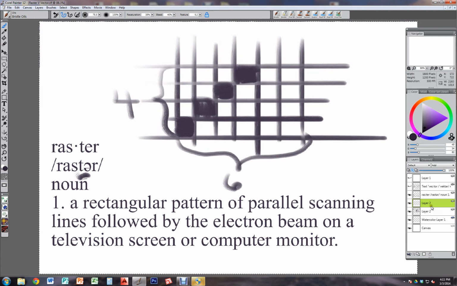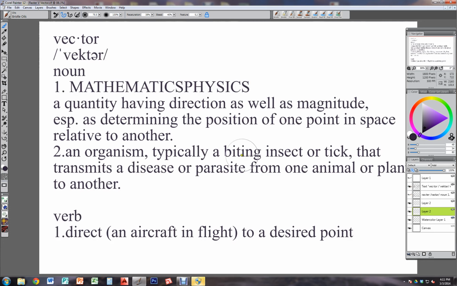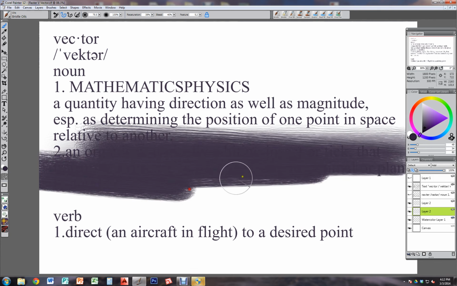Now, in addition to rasterized images, there are also vector images. And the word vector in math and physics is usually defined as a direction and a magnitude, and it's used for determining position and points in space that are relative to each other. We're not talking about the organism, the tick that transmits disease. We're not talking about that one at all.